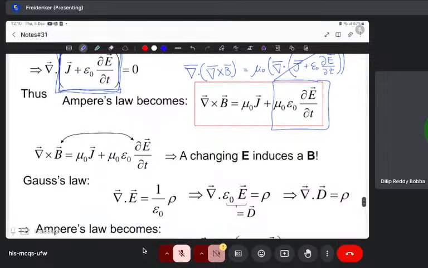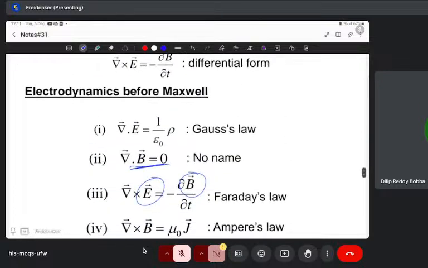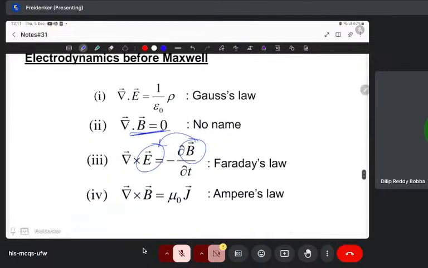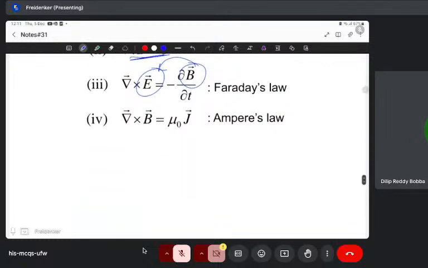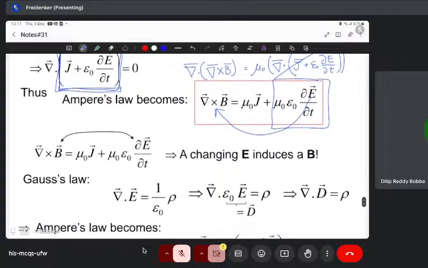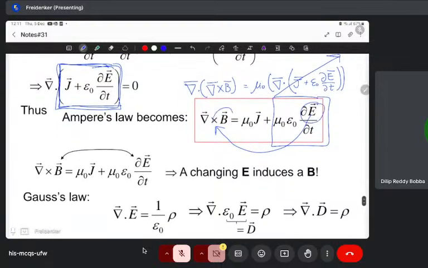And if you notice here, if E is changing, then B is also changing. Previously we saw that if B is changing, then E is changing. So the thing that was missing from these equations is this part. If E is changing, then B will also change. That part Maxwell introduced. If E is changing, B is also changing.